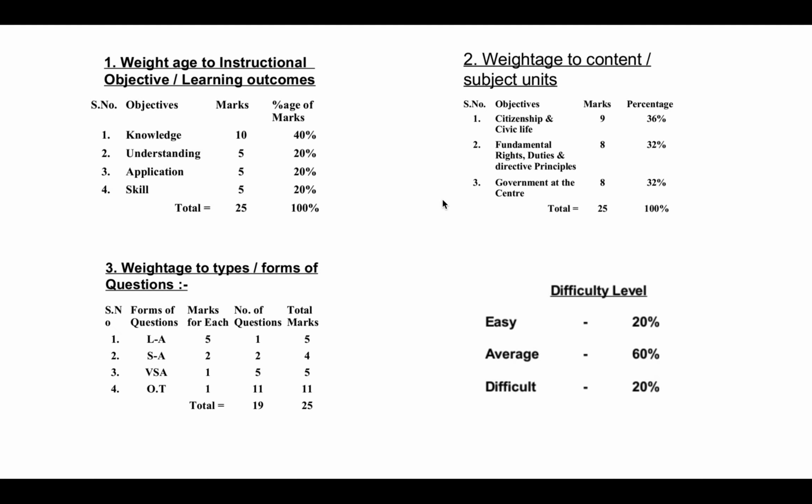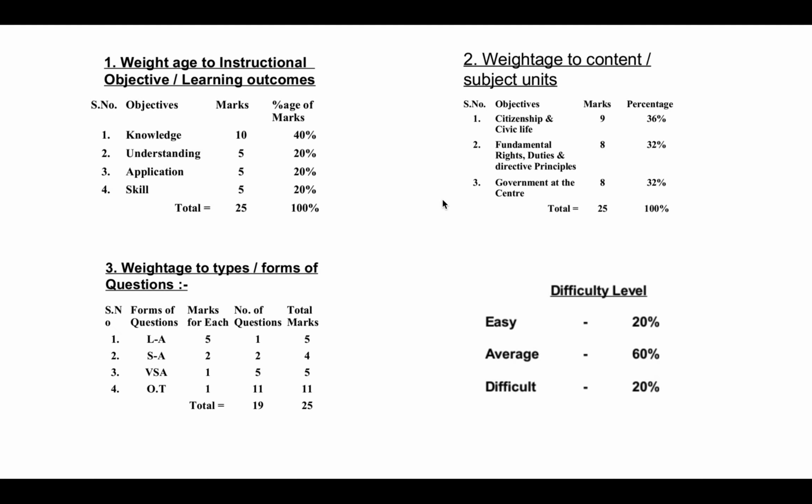Easy questions should be 20% of the marks. For example, if we are going to administer a 100 marks test paper or achievement test, then 20 marks will be given to very easy questions, then 60 marks will be the questions from this average level, and then only 20% should be from difficult level.